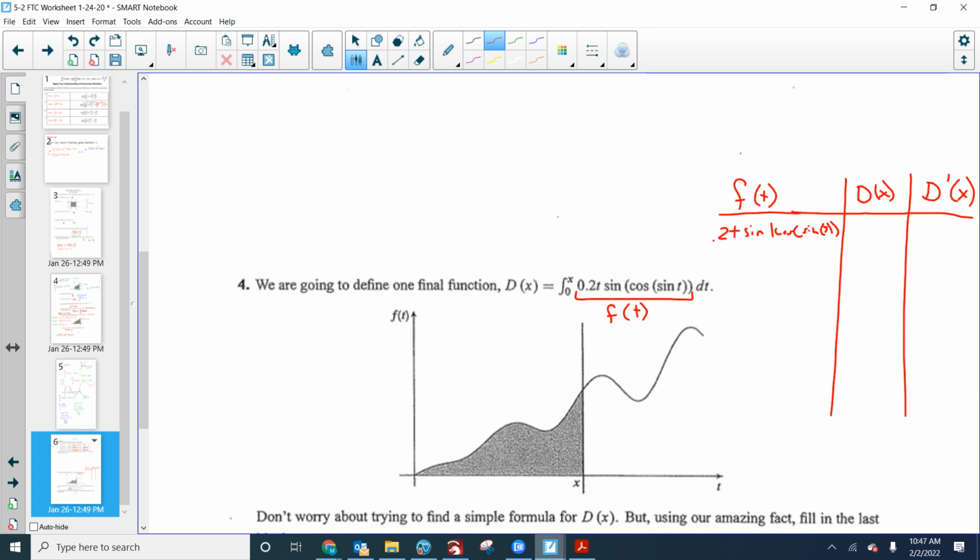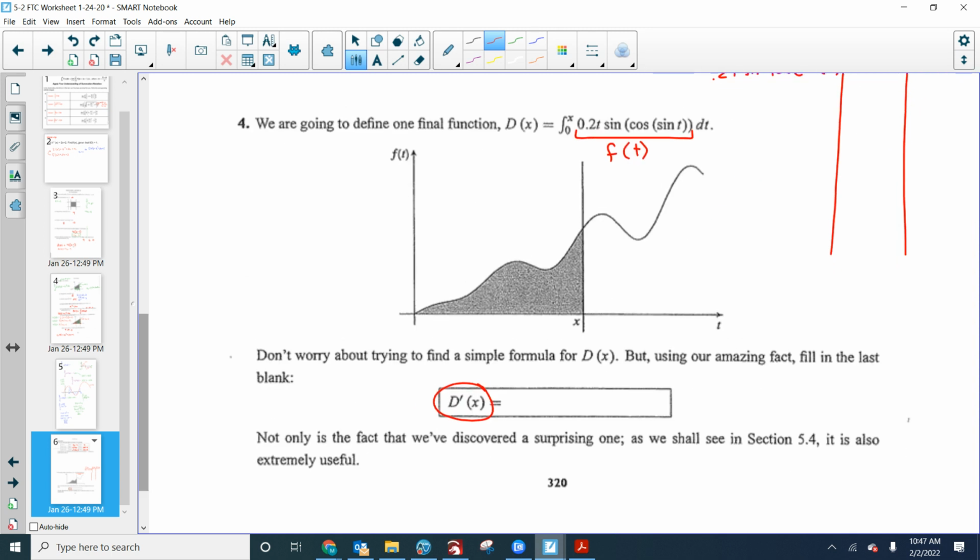So in this answer blank, you should have had 0.2x times the sine of cosine of sine of x. Does that make sense? Why now? Okay.